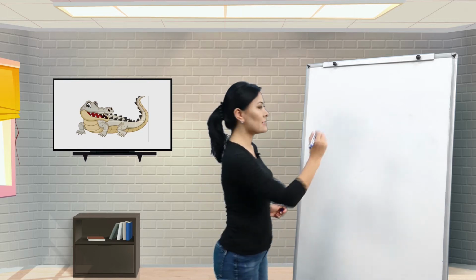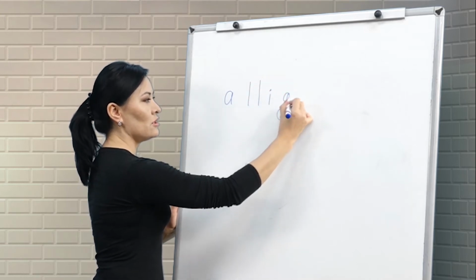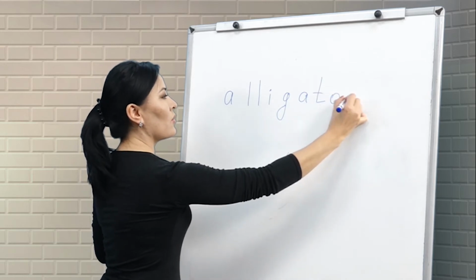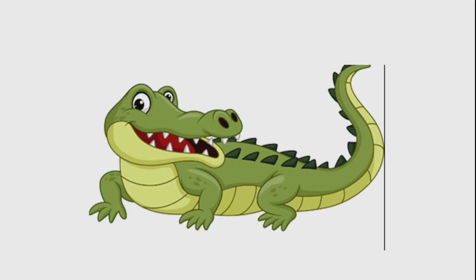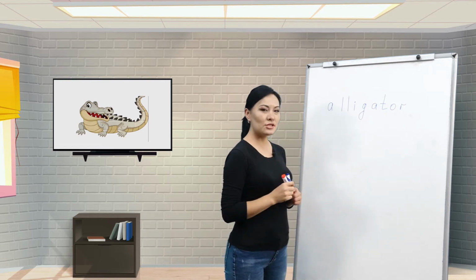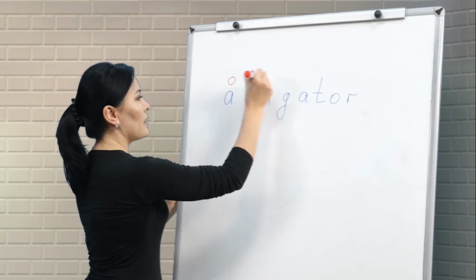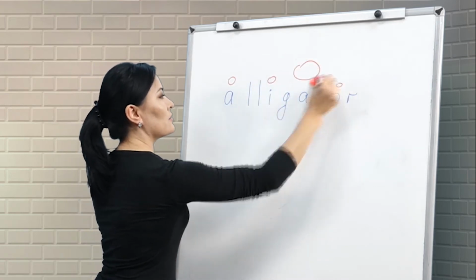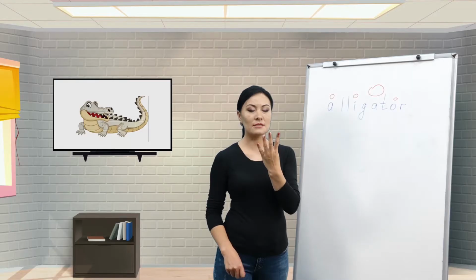Let's write the word on the board. Can you spell it? Alligator. It's A-L-L-I-G-A-T-O-R. Read the word alligator. Alligator. How many syllables are there? Alligator. 4 syllables. Which syllable is stressed? Yes, the third one. We have 4 syllables. Alligator. The third syllable is stressed. You have 4 syllables. Let's find the stress.